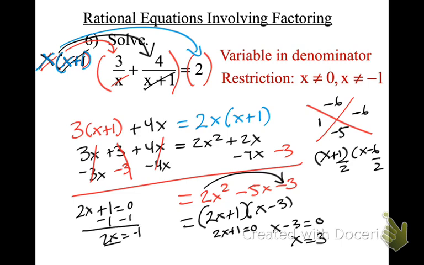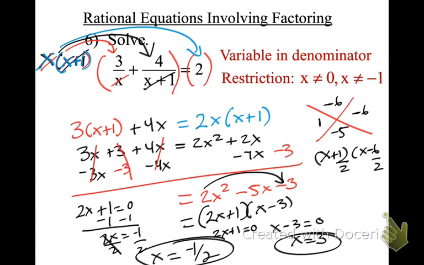2x equals -1. Divide by 2. x equals -1 over 2. So you have two solutions. Do they work with my restrictions?